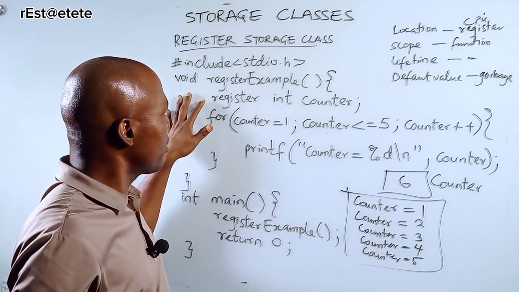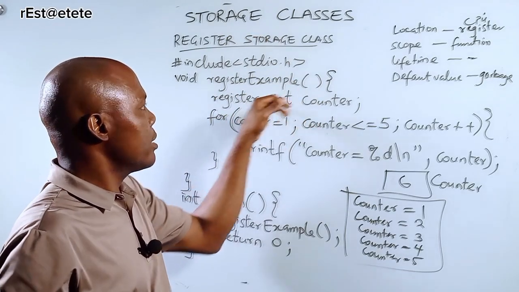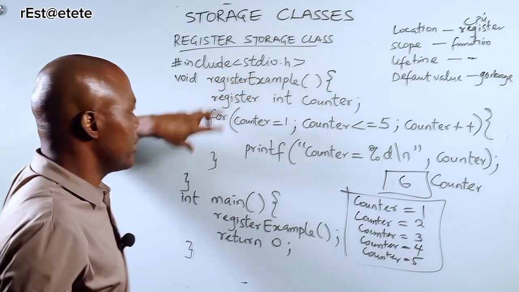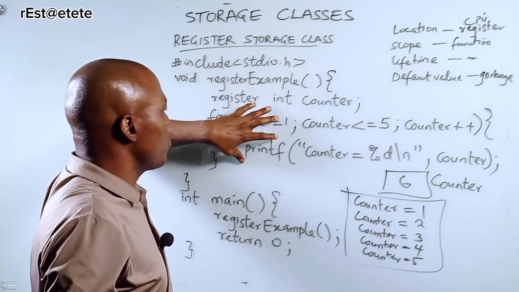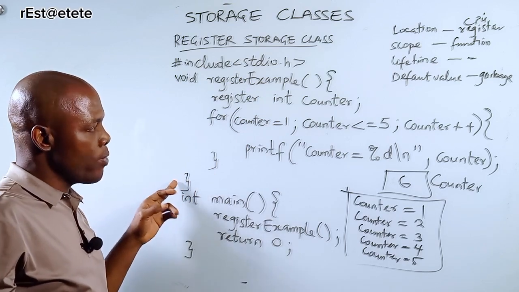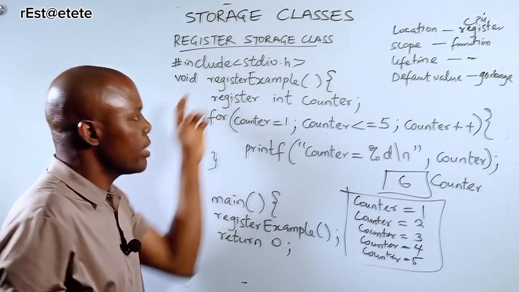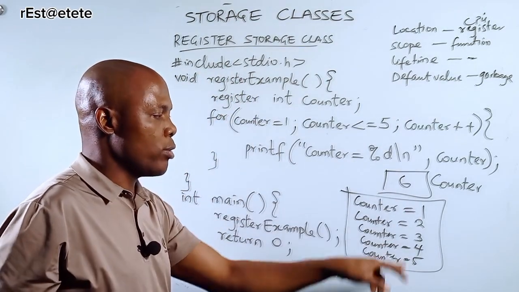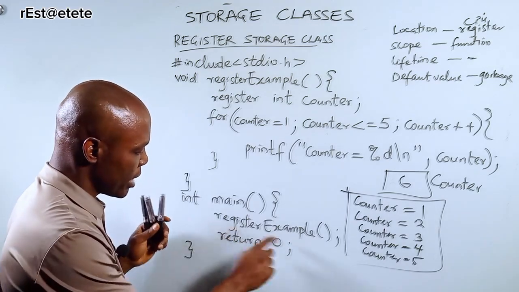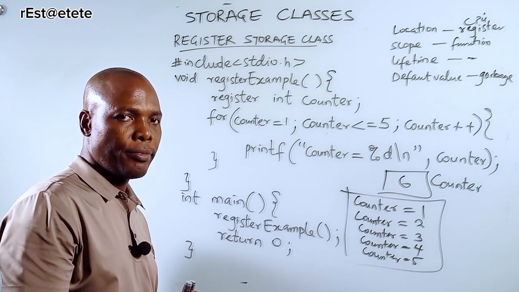So that is the purpose of what? This register storage class. The location is what? CPU register. And the scope is within the function. The lifetime is also within this function. So once you encounter this one and you exit, everything will be gone. If you call it again, the process will start afresh and it will start counting from 1 to 5 again. So meaning if I call this register example again, it will repeat the same step.